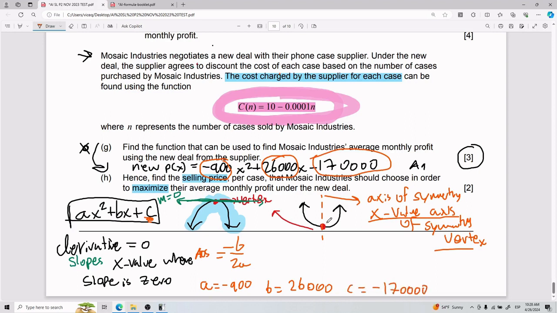We don't need c here, but I just want you to see how you find a, b, and c. Okay? So if you plug into the axis of symmetry, you have negative b, which would be negative 26,000, and then divided by 2a, so 2 times 900. In other words, you have negative 26,000 divided by 1,800. All right?